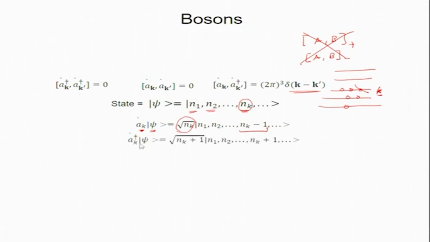Now, creation operator A_k dagger, if you act on this state, then it will increase the number of particles in that state to N_k plus 1, and the prefactor is square root N_k plus 1. Okay. So, if I act A_k dagger on the full state, this K will tell you which substate to act on. I hope this part is clear.